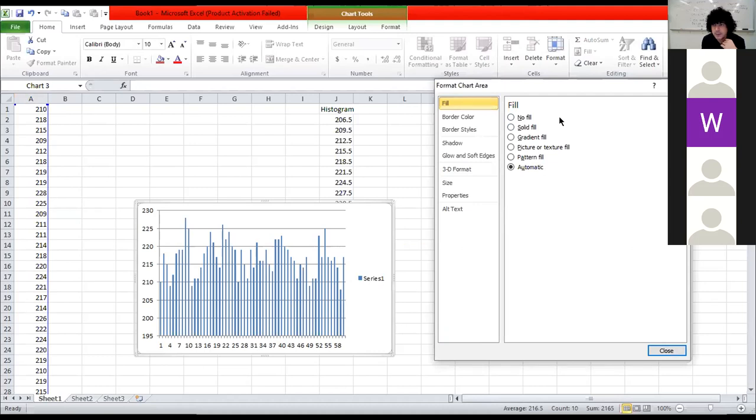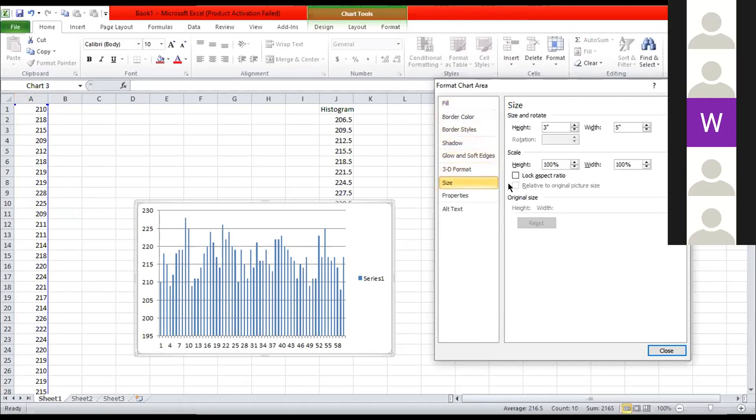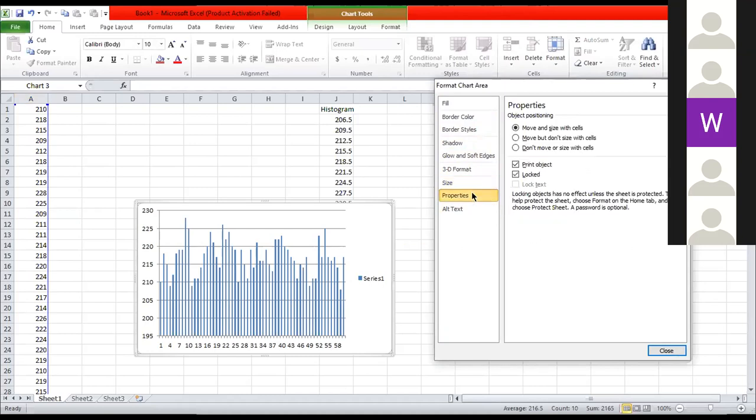And click through those options, maybe go to size. I don't know if that's good. Properties. All right, there's no width here.